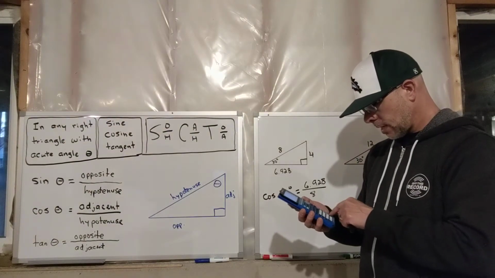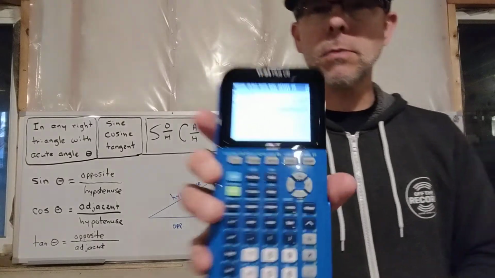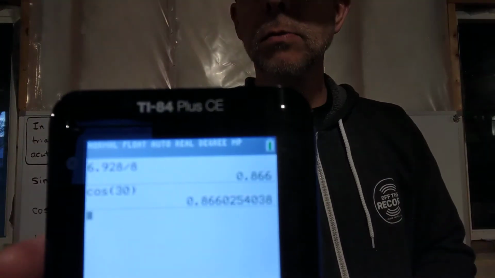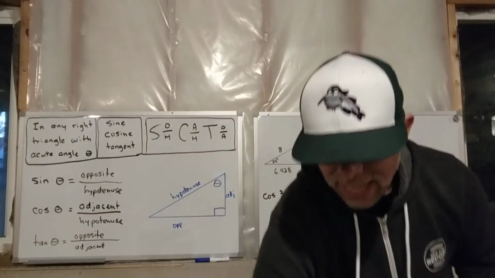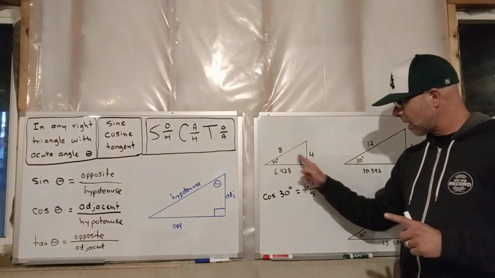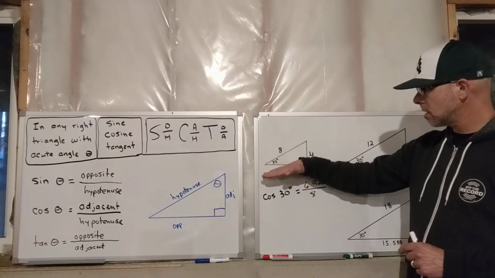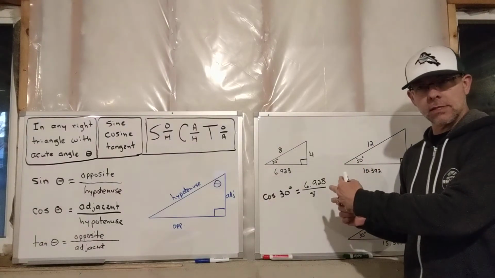If I do cosine 30 on my calculator, because it's got it programmed in there, now you're going to see more decimal places, but the first 3 decimal places, 0.866. Once again, it means in every single right triangle that has a 30-degree angle, the adjacent divided by the hypotenuse will always be 0.866.